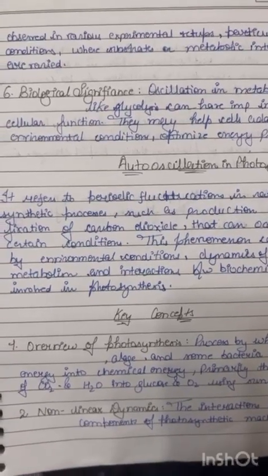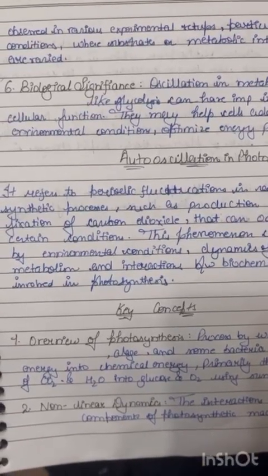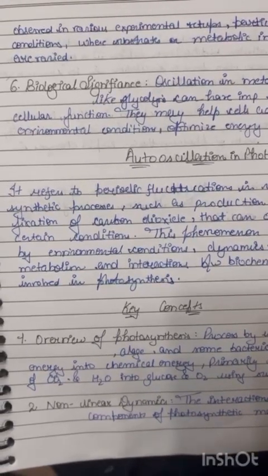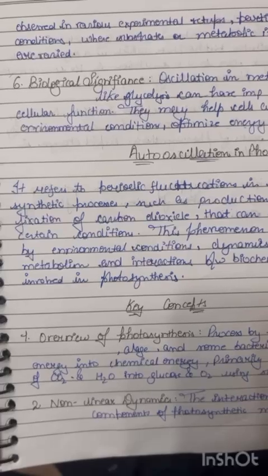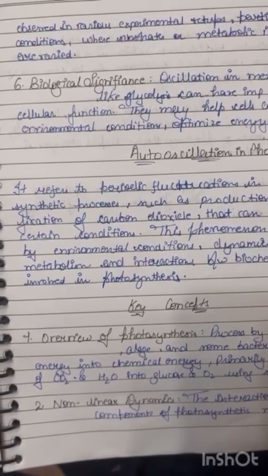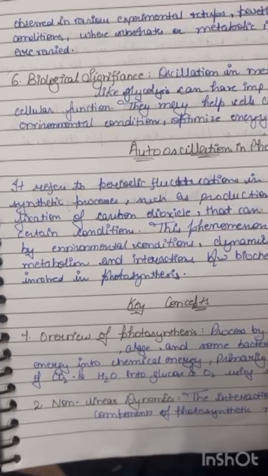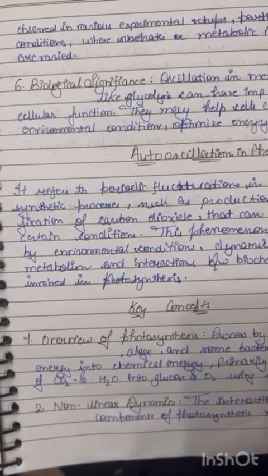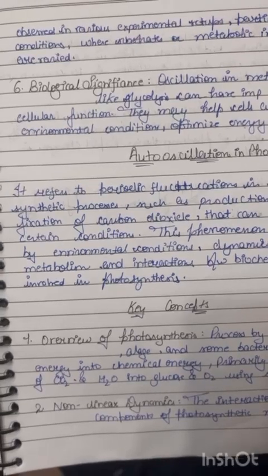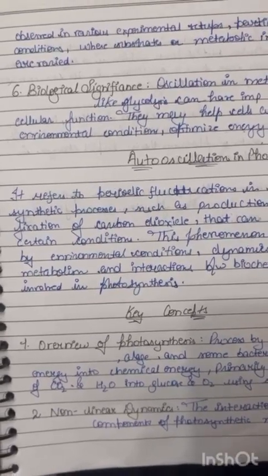Auto-oscillation in photosynthesis. It refers to periodic fluctuations in rates of photosynthetic processes, such as production of oxygen or fixation of carbon dioxide, that can occur under certain conditions. This phenomenon can be influenced by environmental conditions, dynamics of chloroplast metabolism, and interactions between biochemical pathways involved in photosynthesis. Key concepts. Overview of photosynthesis.